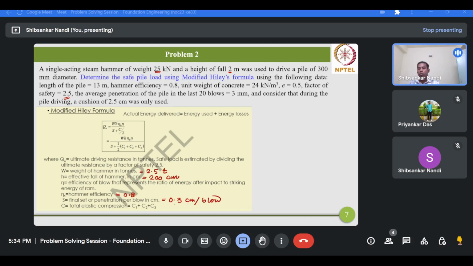Okay. Now two parameters are yet to be defined. So the first one is eta and the second one is C. So eta, this is the efficiency of blow that represents the ratio of energy after impact to striking energy of ram. Okay, so that we will see how to calculate this eta. And coming to the second parameter C, that is the total elastic compression, and it's a summation of three components C1, C2, C3, that we will also see in the next slides how to determine this value.